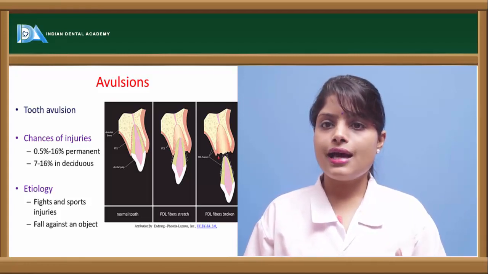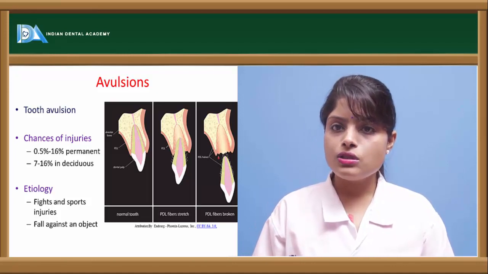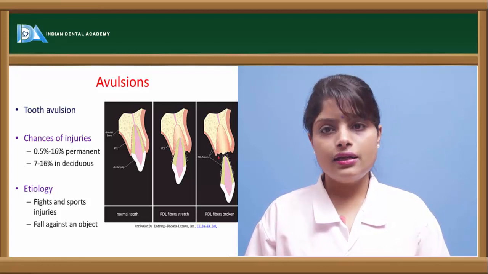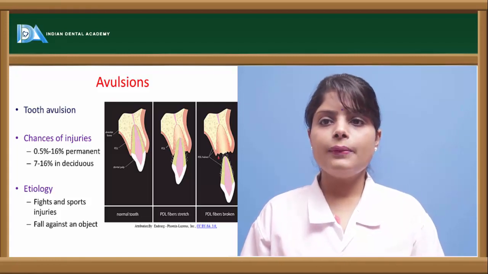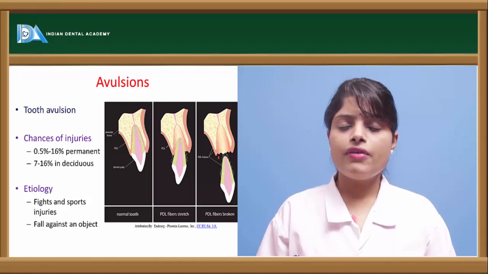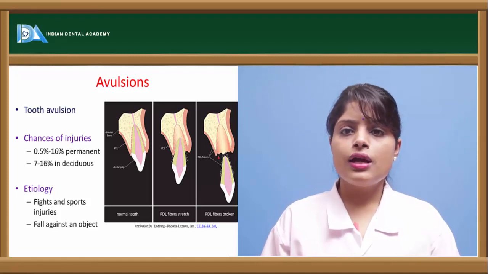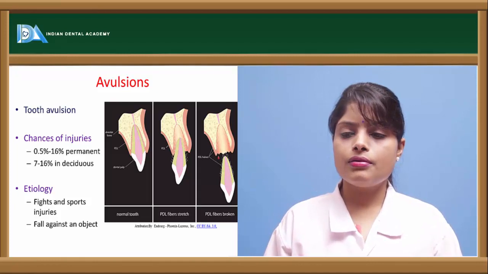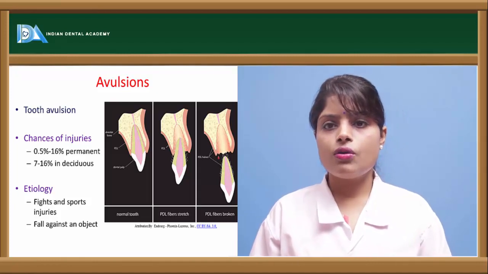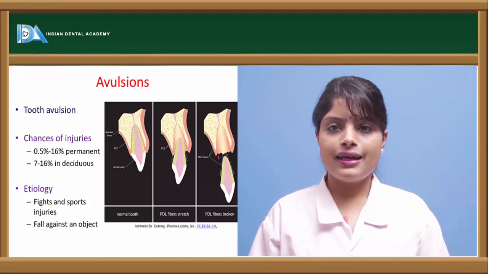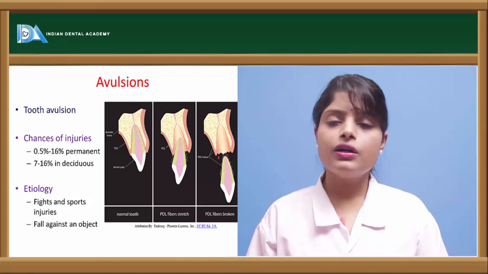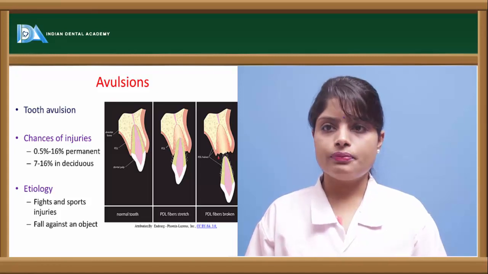This is because the alveolar bone is more spongy and resilient in primary teeth, which will lead to the increased incidence of avulsion in primary teeth. Then the etiology of avulsion is due to any fall from a bicycle, or any fall from a car, or any fall from a high place, or fall against a stable object, which will lead to a resilient injury, further leading to avulsion.